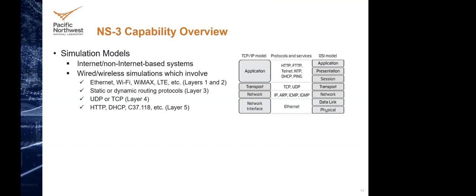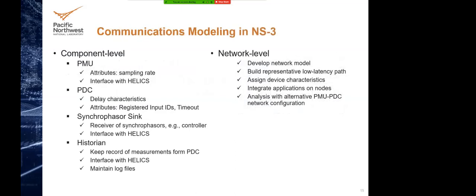And for having a network we can have either static or dynamic routing protocols. When it comes to the transport layer, we can use either UDP or TCP protocol. And in the application layer, we can have different protocols like web-based, DHCP, or a synchrophasor protocol, which is C37.118, which I will be discussing in the following slides.